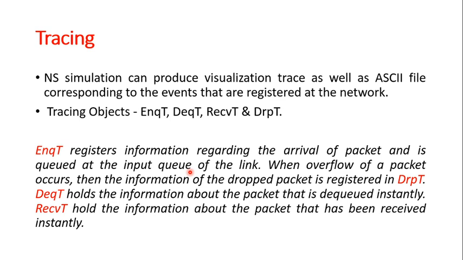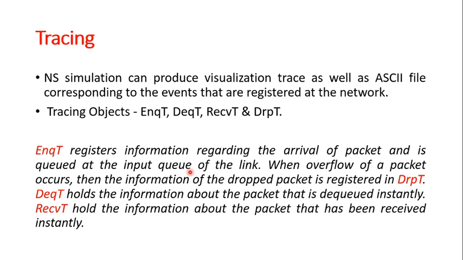So, dealing with the trace file: as soon as you run your simulation in the network simulator NS, it not only gives you the visual representation, it also provides the trace file. That trace file will have ASCII values. Before you look at the content of the trace file, you should know about the four objects that are used.